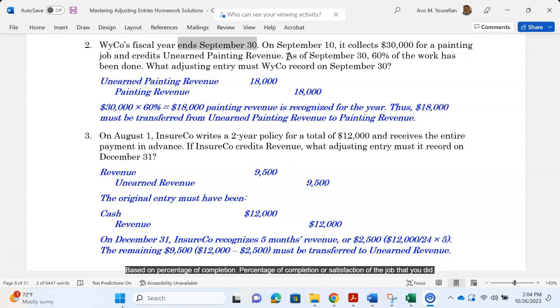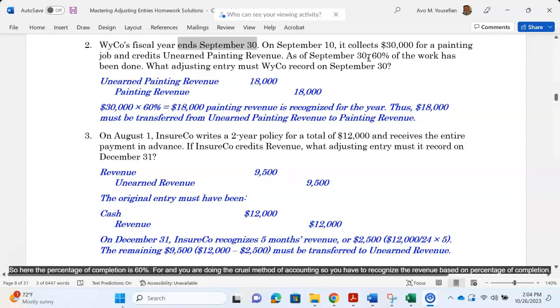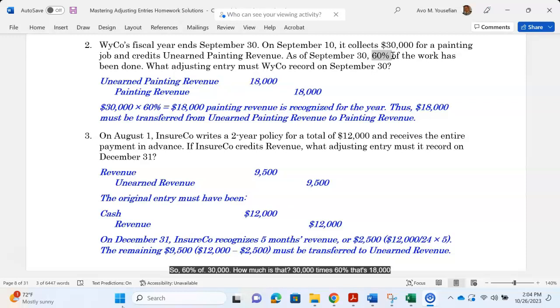Percentage of completion or satisfaction of the job that you did. So here the percentage of completion is 60%. And you are doing accrual method of accounting, so you have to recognize revenue based on percentage of completion. So 60% of 30,000. How much is that? 30,000 times 60%, that's 18,000.